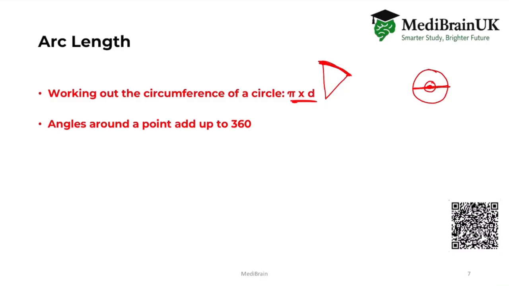Those two are the key points that you need to know. Now I'm going to run through an example, and then I'm going to give you an opportunity to have a go at a question yourself. But you need to know how to work out the circumference of a circle. The circumference is just the perimeter around a circle. That's pi times diameter. And the way to work this out is very similar to the area of a circle.